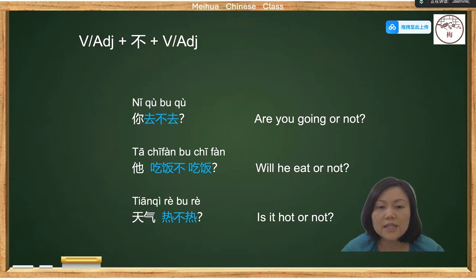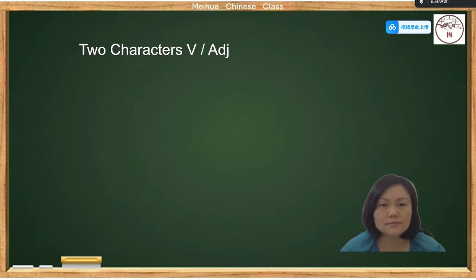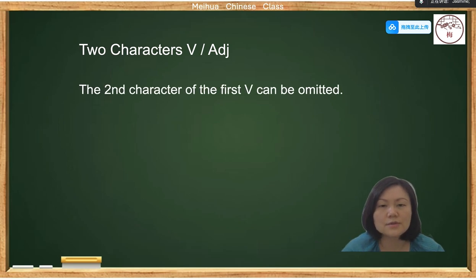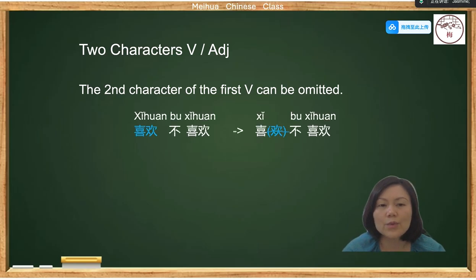天气热不热 means we're asking if the weather is hot or not. Is it hot or not? So let's summarize the rule for two-character verbs or adjectives. Since we have a duplication of either the verb or the adjective, usually we can cut half of the first verb or the first adjective. We can ignore one character.